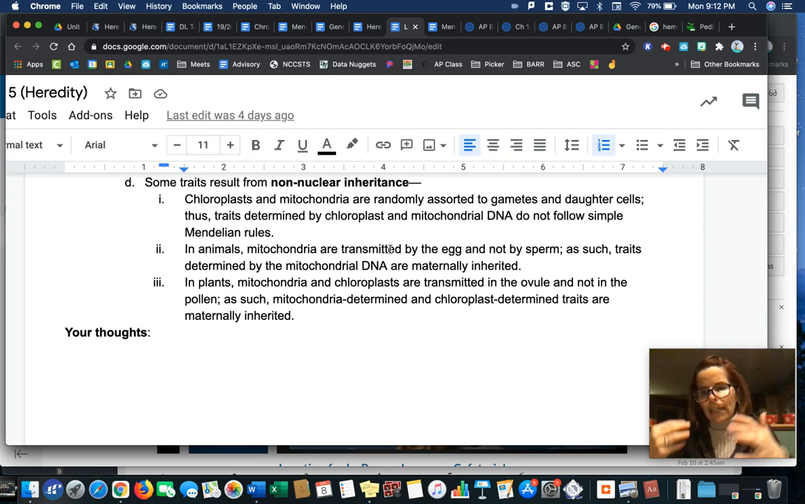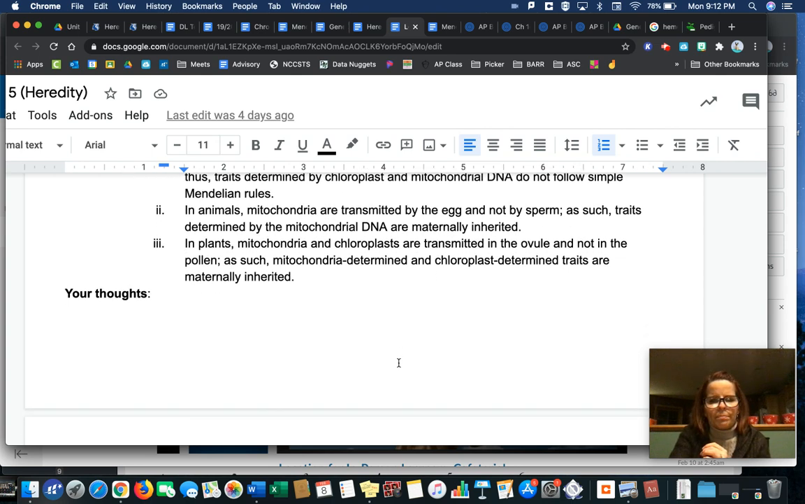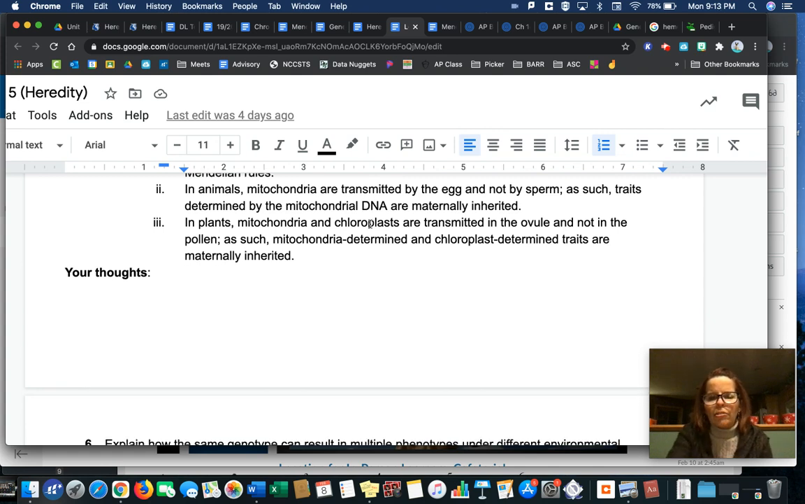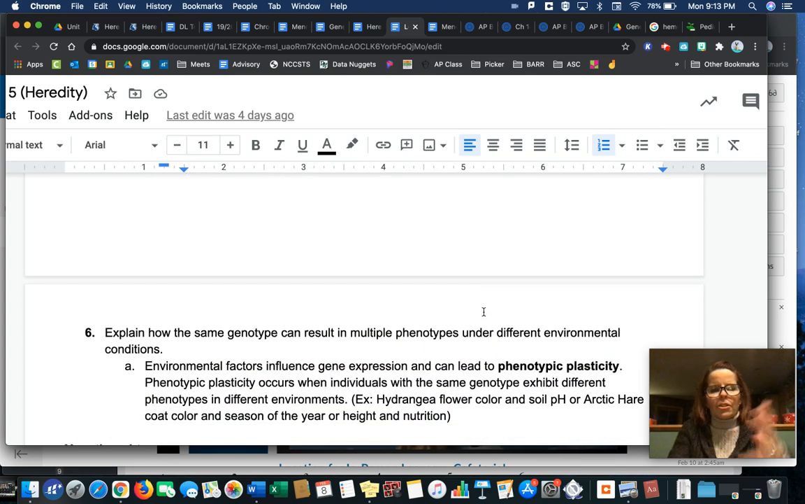So when we look at mitochondrial DNA or chloroplast DNA, we're talking about the female's inheritance, and we're looking at the female side of the family, not the male side of the family, because the male sperm is just carrying the DNA itself. Okay, in animals, mitochondria are transmitted by the egg and not by sperm. In plants, mitochondria and chloroplasts are transmitted in the ovule, which is an egg in a plant, and not in the pollen. Good, maternally inherited.